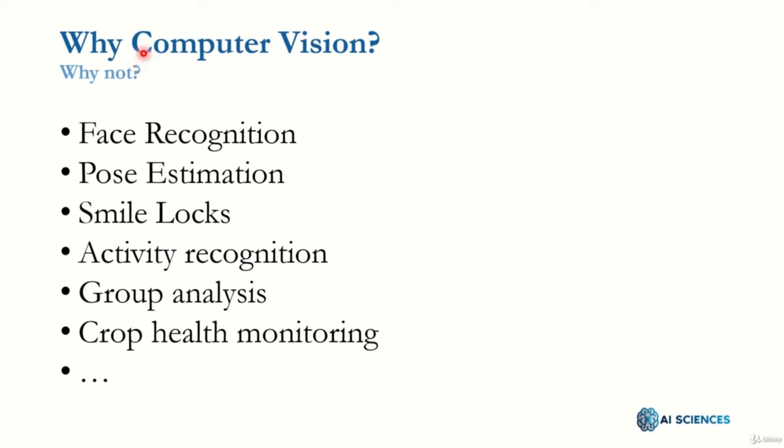And if you ask me why computer vision, I will ask you, by the way, why not? We can do face recognition through computer vision. We can do 3D pose estimation of the human body or of any structure, whether that structure is rigid over time, or whether it is a non-rigid structure that is changing its shape over time. We can estimate its pose. We can have smile locks, for example.